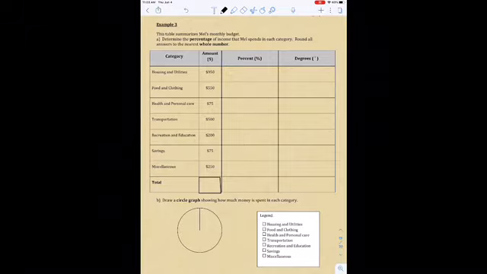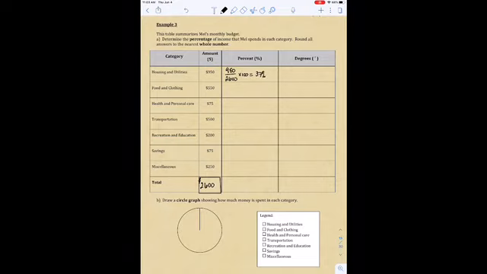And the column total here is $2,600. So I'm just plugging that into my calculator. And then, of course, we want a percentage, and we're going to take the $950 that he's spending on housing and utilities, and 950 divided by 2,600 multiplied by 100 will give us our percentage of 37%.